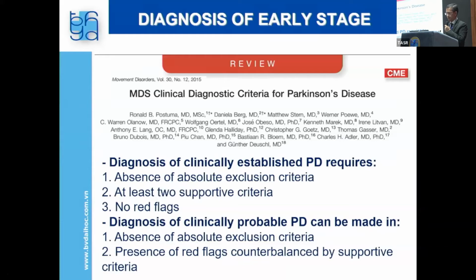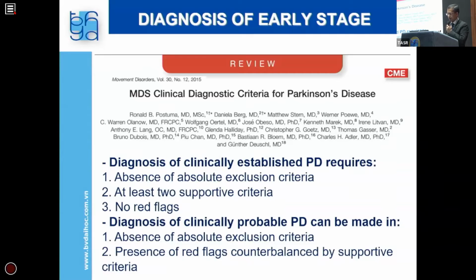We need to examine the patient to rule out the absolute exclusion criteria. The patient also must not have any red flag, and the patient must have at least 2 supportive criteria. At that time, we will make the diagnosis of clinically established Parkinson's disease.